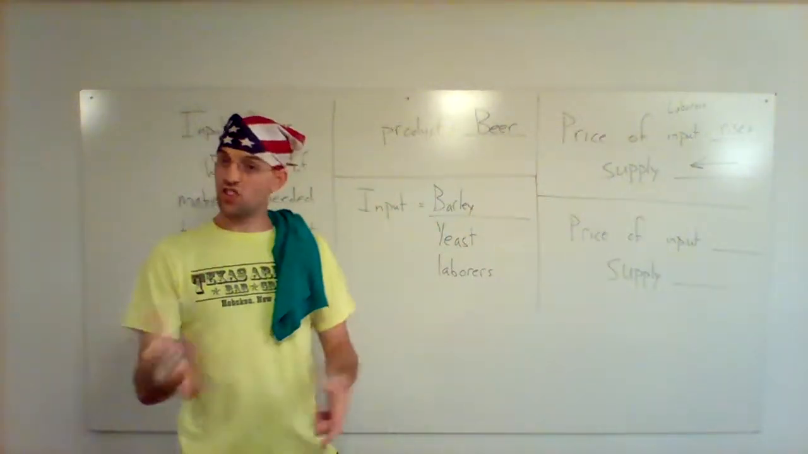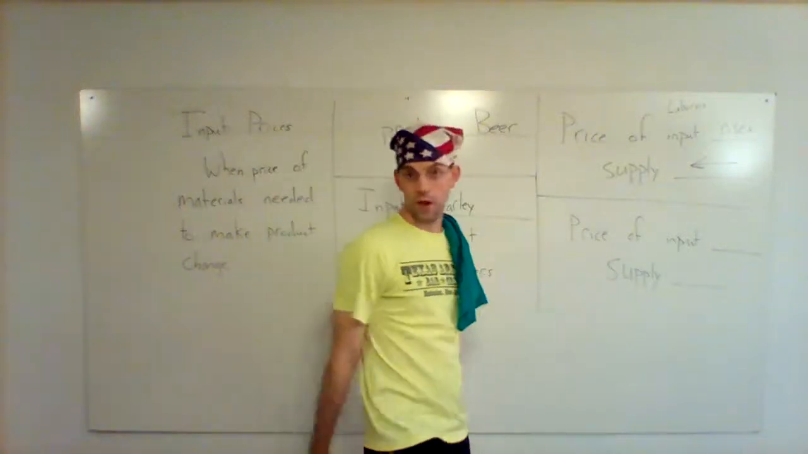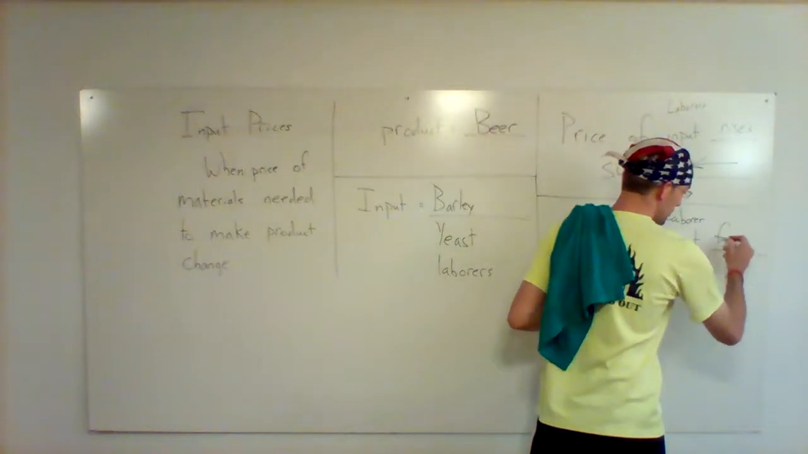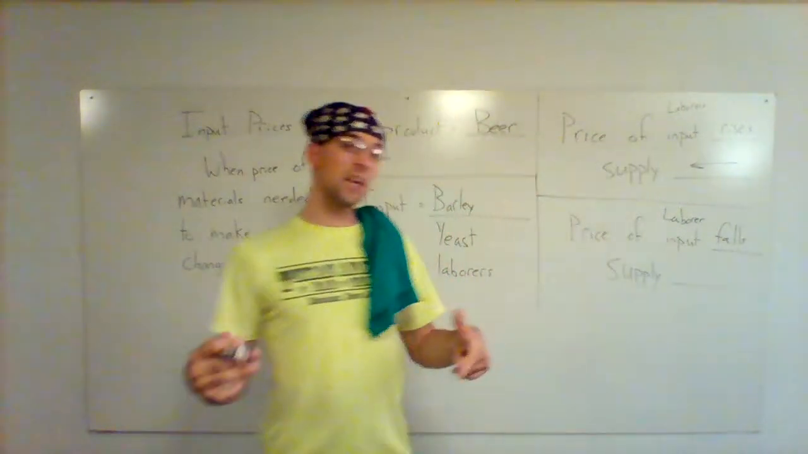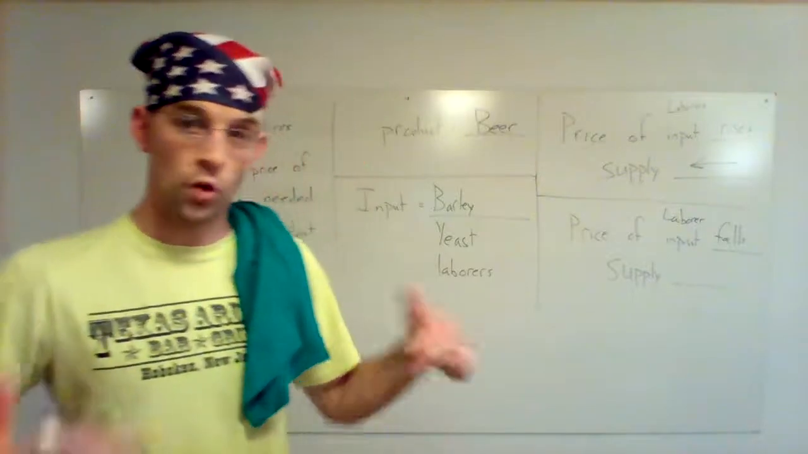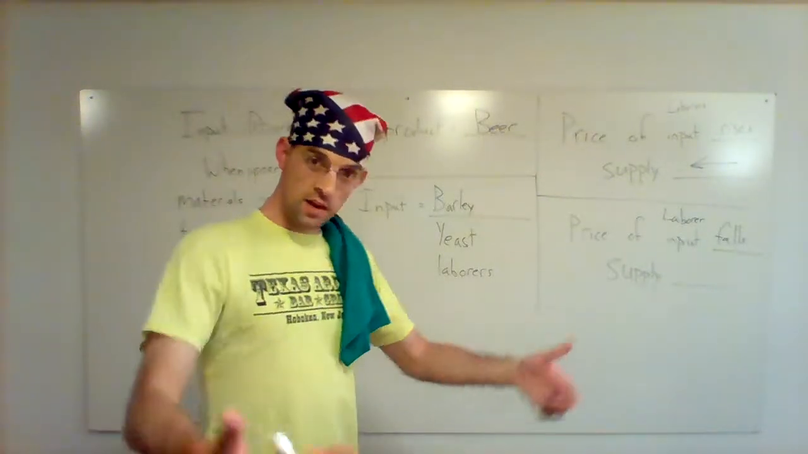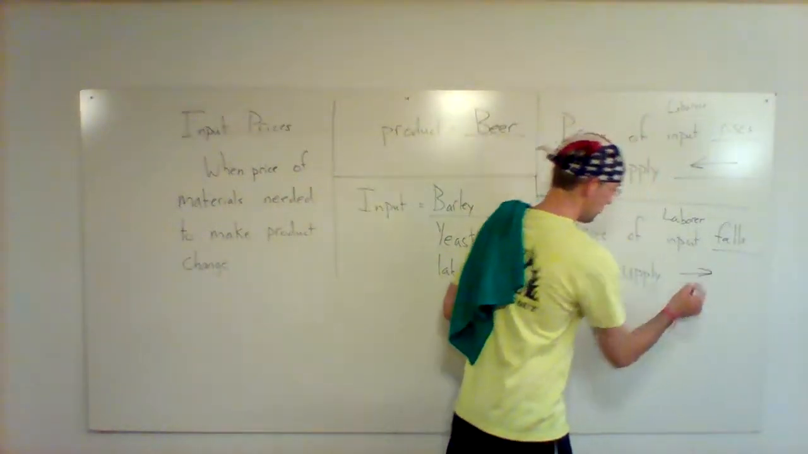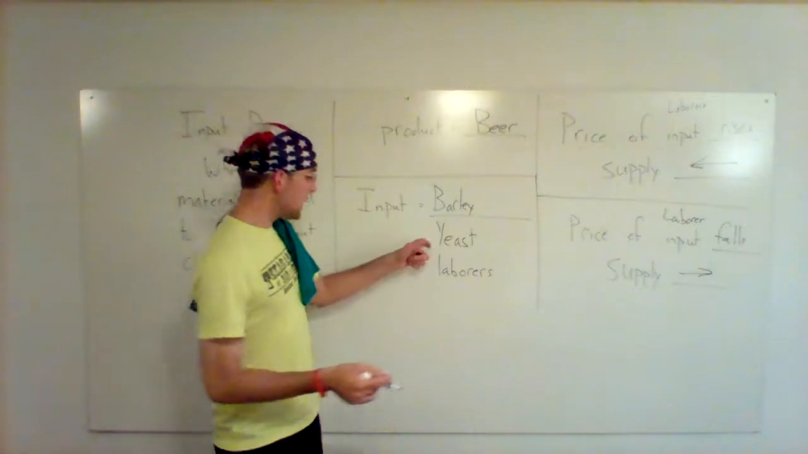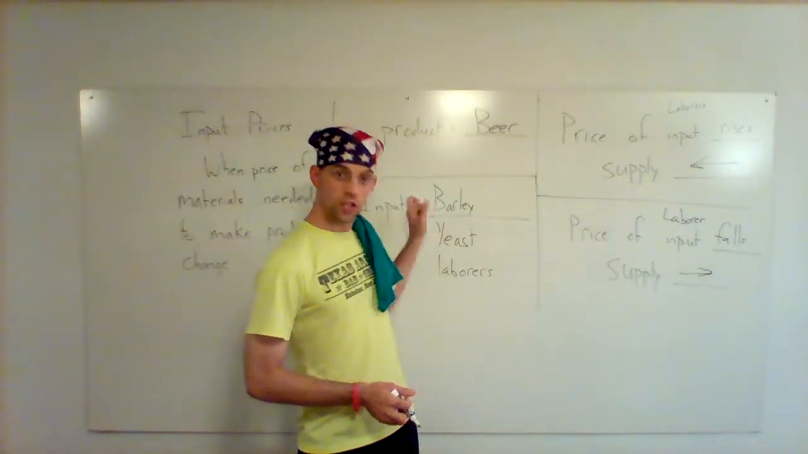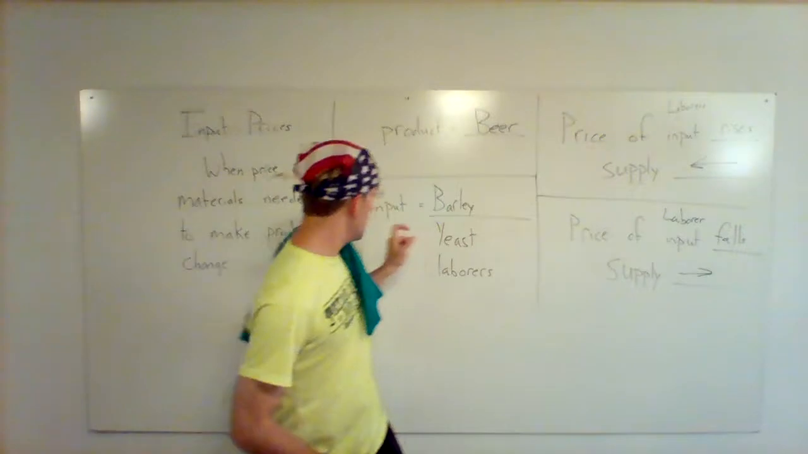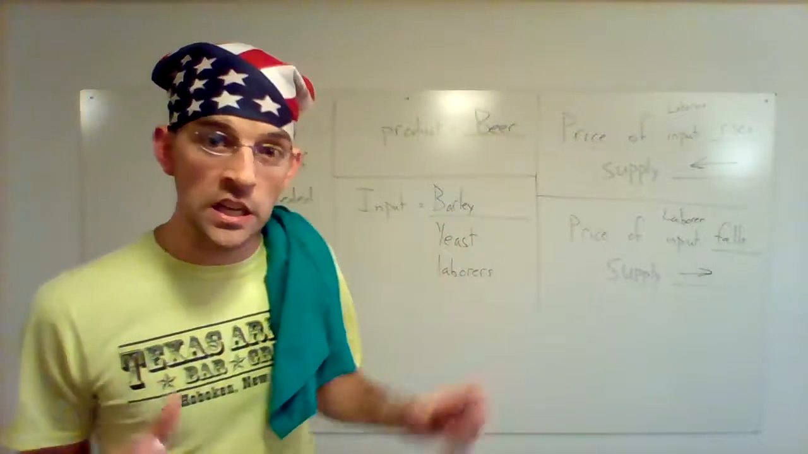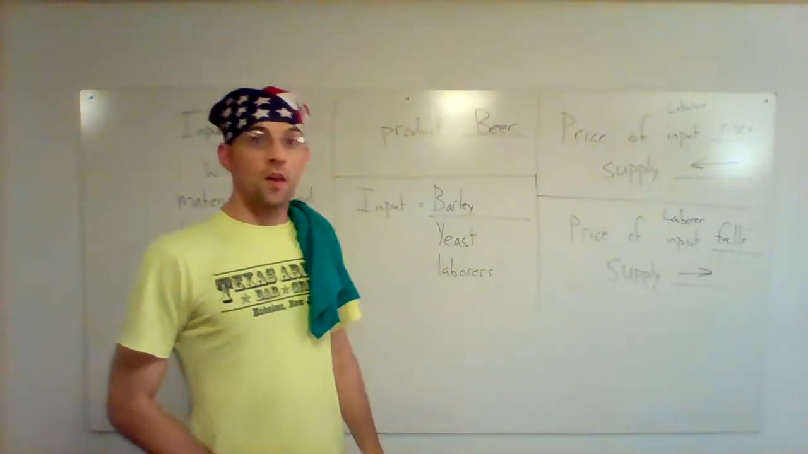However, switch the example now. Let's suppose for whatever reason, the price of a laborer falls. Now, is it going to be easier to get your hands on workers to work in your brewery, to hire them and retain them at your business? Sure. So now my supply curve can go to the right. And the same would be true if I substituted barley for laborers, or yeast for laborers, or glass bottles, or bottling machines, or anything like that you need to make beer.